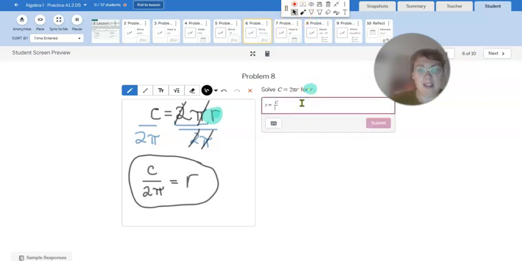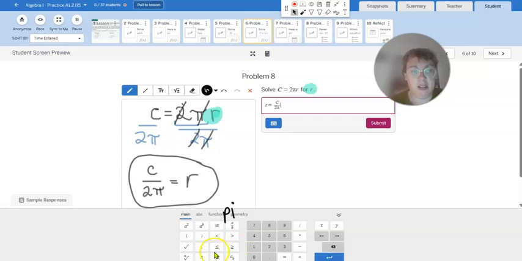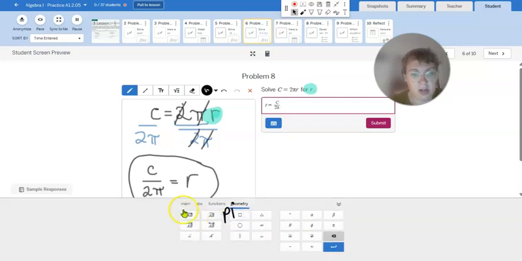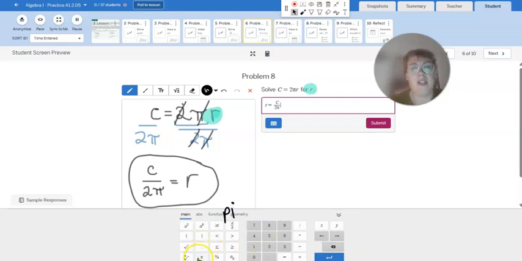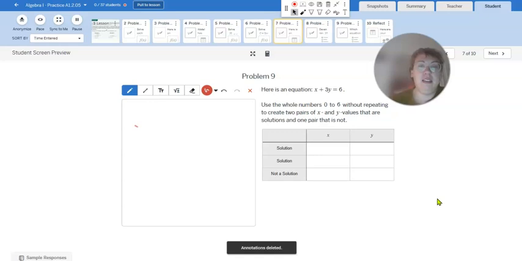So we had C divided by 2 pi. To type pi, you can just type pi, and the pi symbol will come up. Or you can also find it in the keyboard. Where is it? Right here in the calculator. And I'll submit that. Push ahead to the next slide when you're ready.